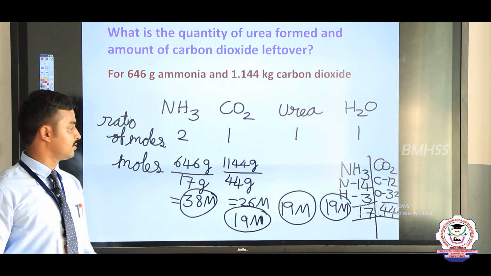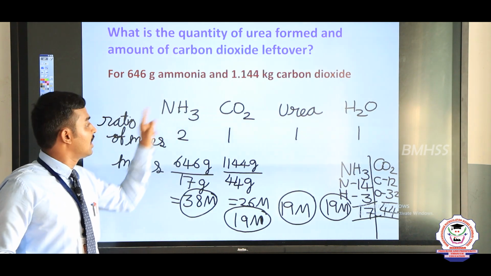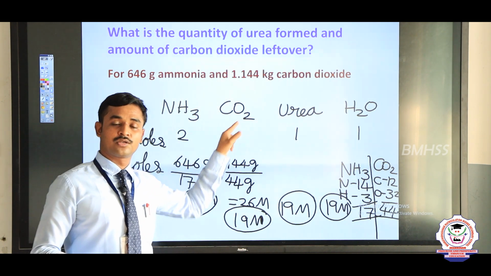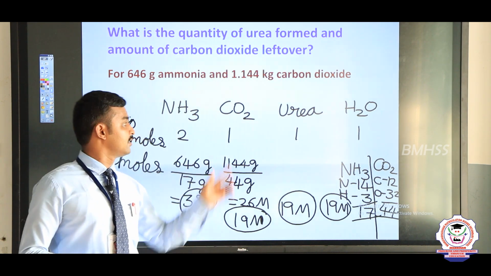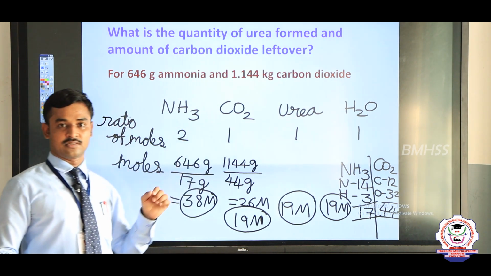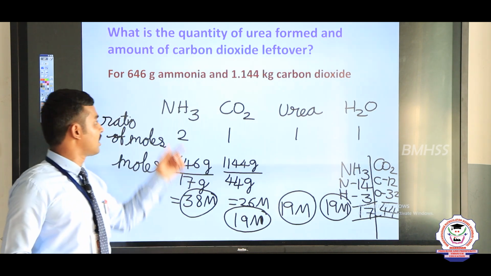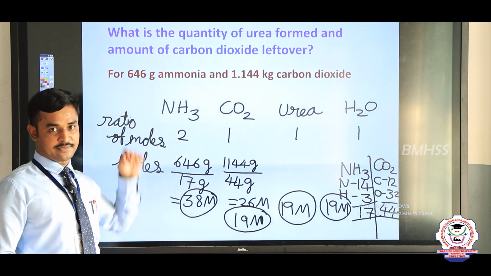So in a reaction, the molecule that is fully consumed is the limiting reagent, and the molecule that is not consumed completely and remains in excess is called the excess reagent. So our first question, which is the limiting reagent in this reaction? Our limiting reagent is ammonia.